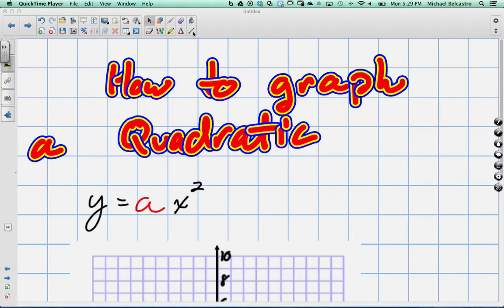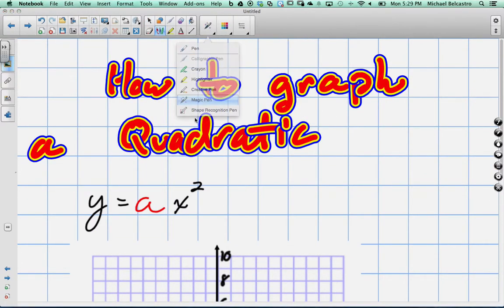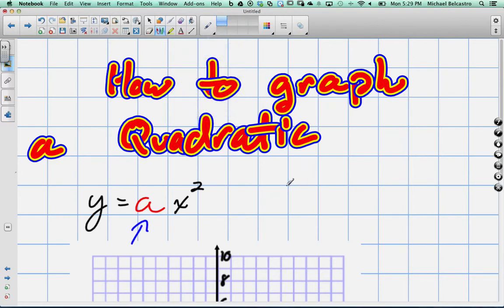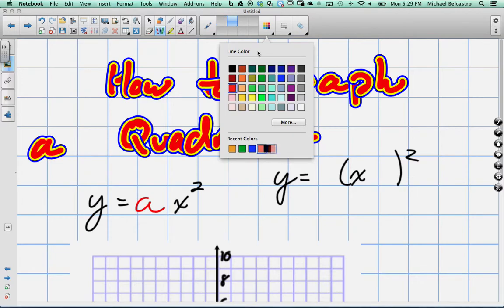Okay, how to graph a quadratic. And what's very important is our a. So if we were to write the parent function of this, it says y is equal to a(x minus h) squared plus k, and I'll write all those letters in here.